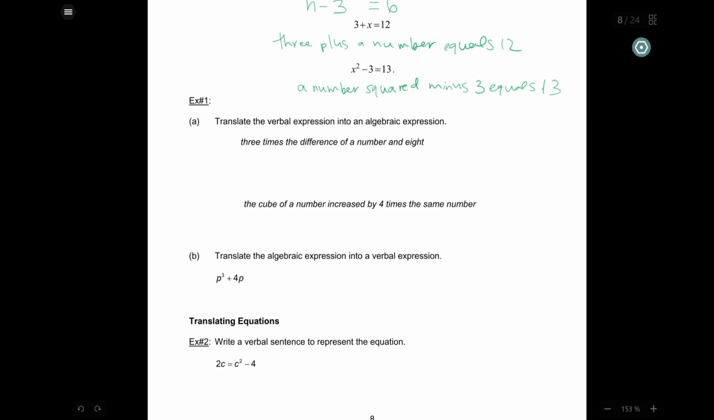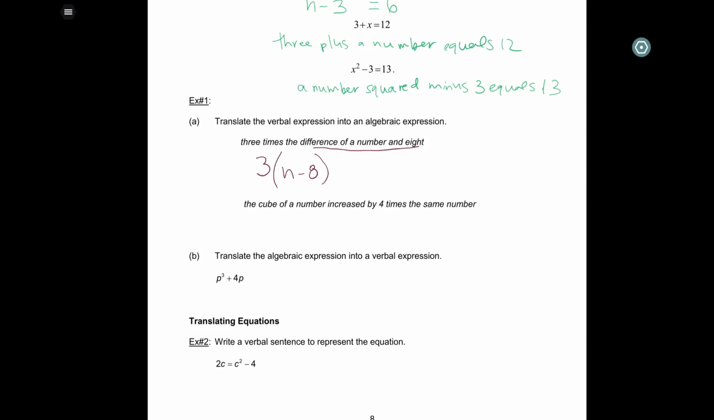Okay, let's go to example 1. Translate the verbal expression into an algebraic expression. 3 times the difference of a number and 8. 3 times, the difference of a number and 8. The difference of a number and 8. So you take a number minus 8. So I'm just using n for the variable. And I'm multiplying all that by 3.